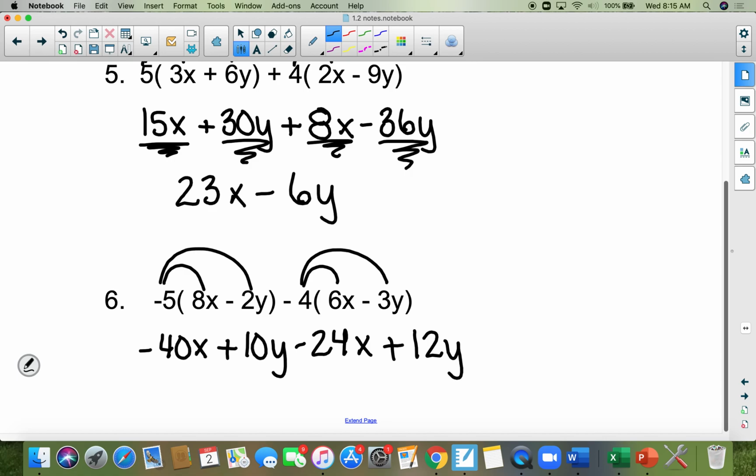Once you're done doing the distributive property twice, I'm going to put these two together because they're like terms. Notice that they're both negative, so a negative 40x and a negative 24x is a negative 64x. And we can put 10y and 12y together, which gives us 22y.